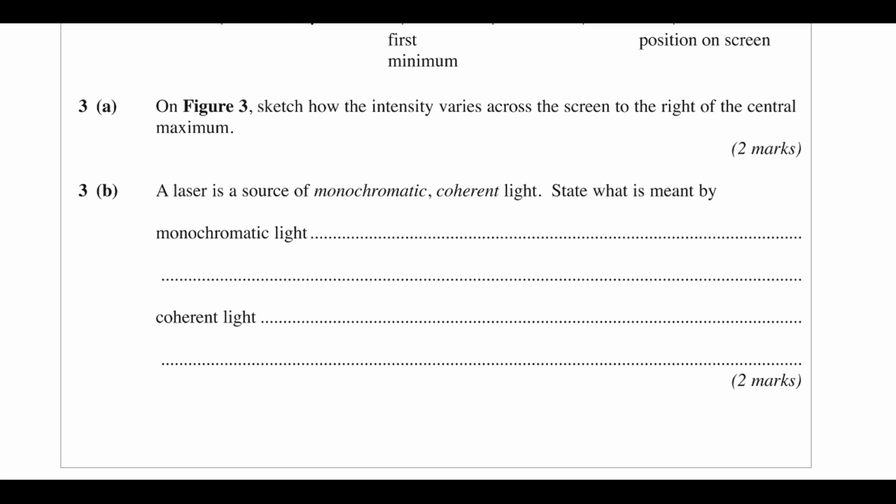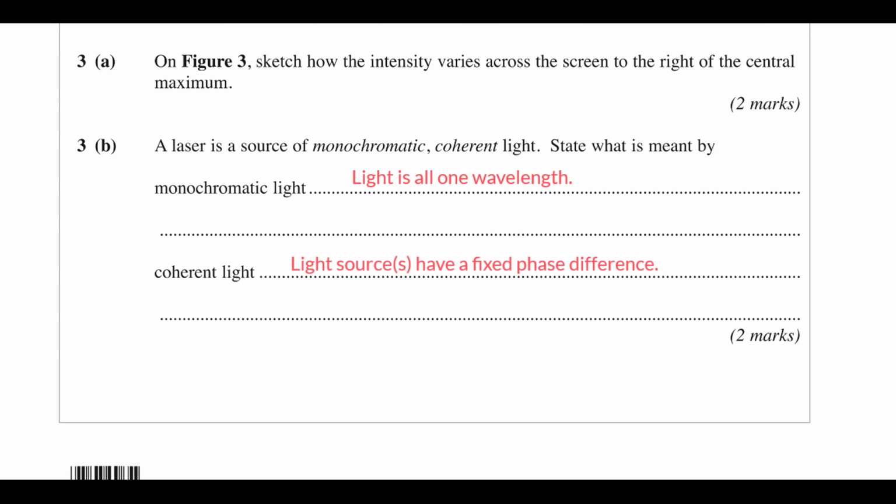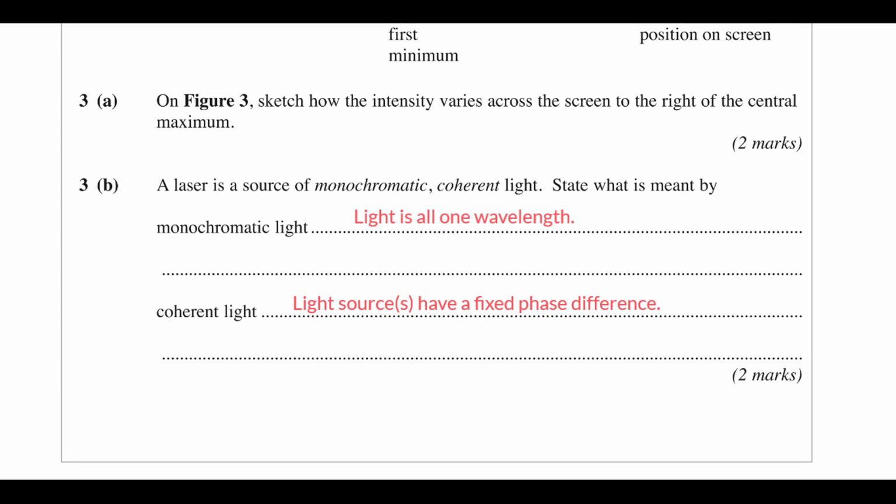A laser is a source of monochromatic coherent light. State what is meant by monochromatic and coherent. I swear this was on last year's exam. Well, they were very nice to this year group, clearly. But let's get those down. So monochromatic is light of one wavelength. Coherent is when the light has a fixed phase difference. So that's what we've got there. Those are your two definitions. So let's move on to the next part.